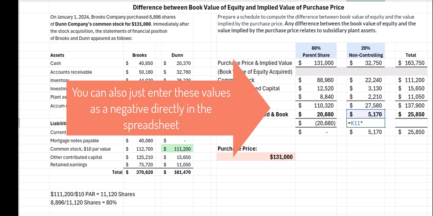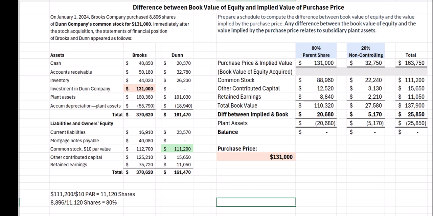So my entry here is going to be this number times -1, and it gets me down to the zero balance that I needed.